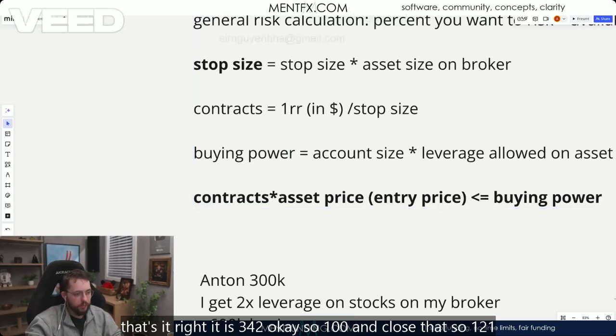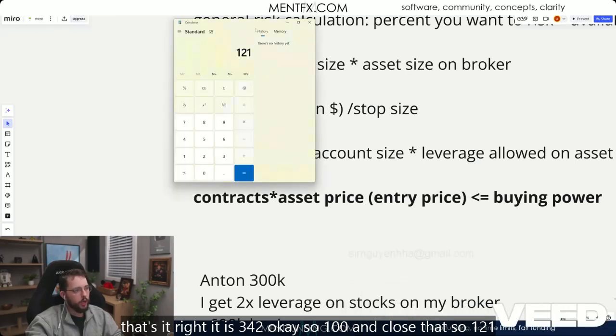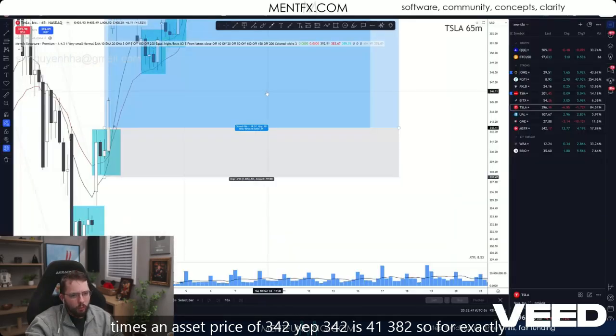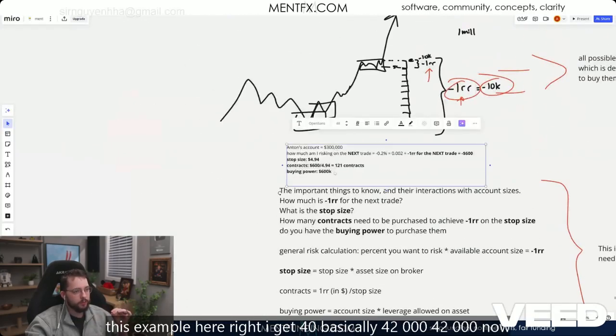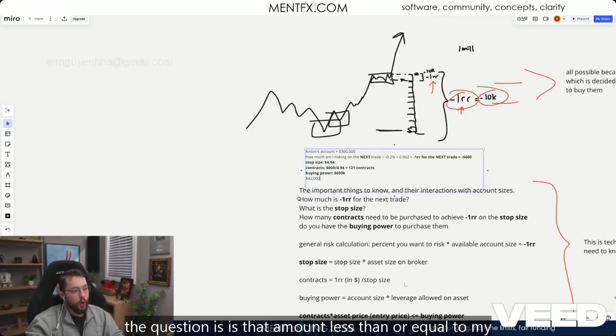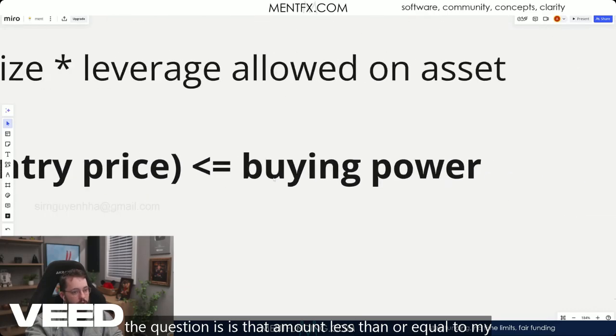It is 342. Okay. So 121 times an asset price of 342 is 41,382. So for exactly this example here, I get basically 42,000. Now the question is, is that amount less than or equal to my buying power?